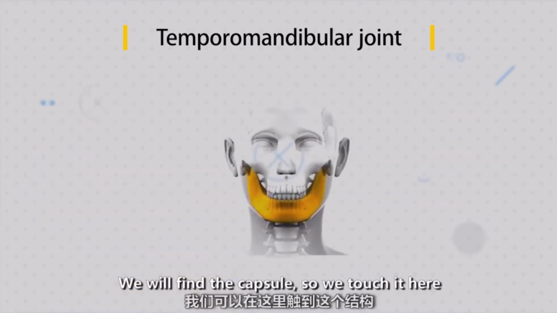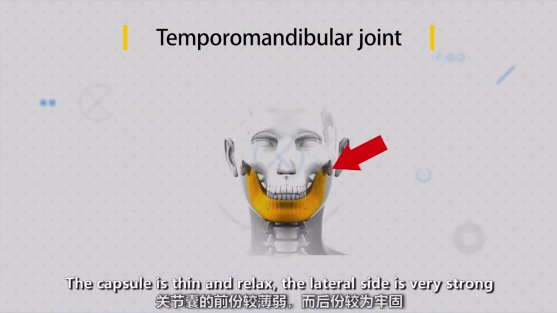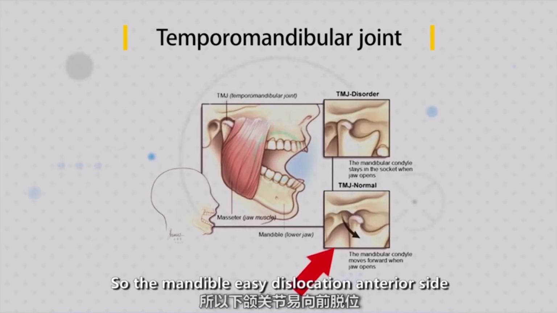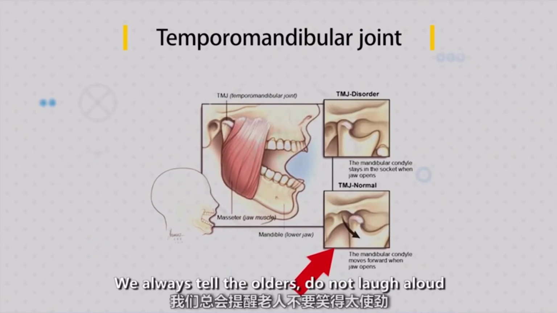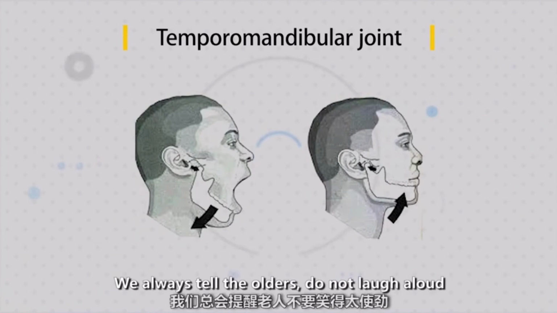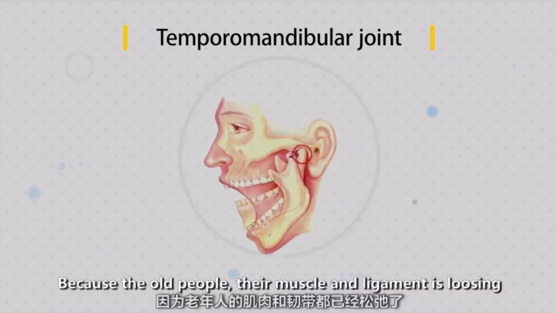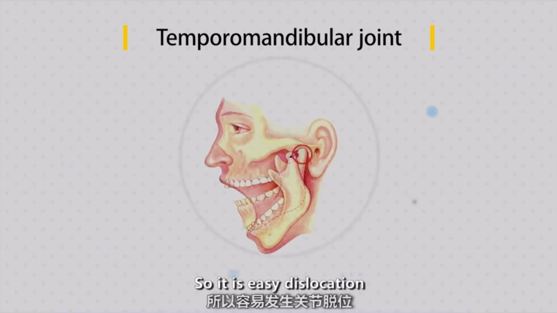We will find the capsule, which we can touch here. The capsule is thin and relaxed, and the lateral side is very strong, so the mandible dislocates easily on the anterior side, like this. So when men laugh, we always tell them, do not laugh aloud. Why? Because in older people the muscle and ligament are losing strength, so dislocation is easy.